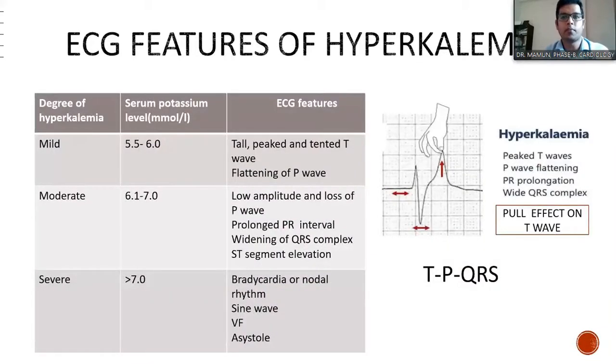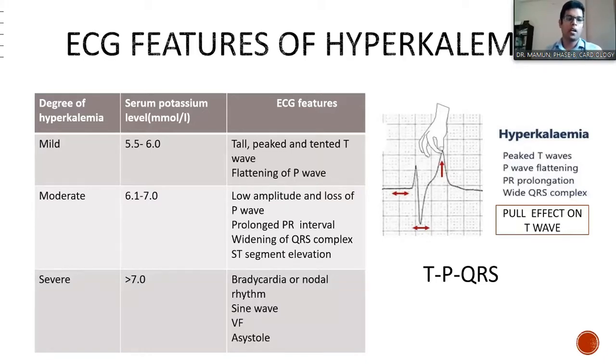These are the ECG features of hyperkalemia. Mild, above 6 millimole. The mechanism is due to acceleration of repolarization. ECG findings are tall, thick, tented T wave and flattening of the P wave. Moderate, 6.1 to 7, and the possible mechanism is myocardial depression. ECG findings are low amplitude P wave, PR interval prolonged, widening QRS complex, and also maybe ST segment elevation.